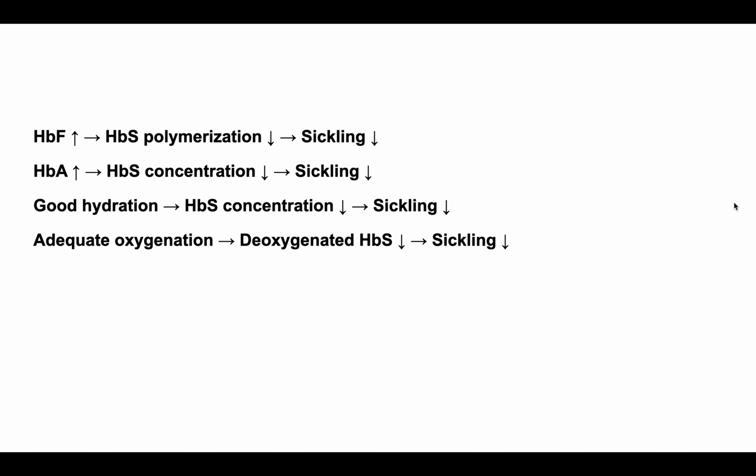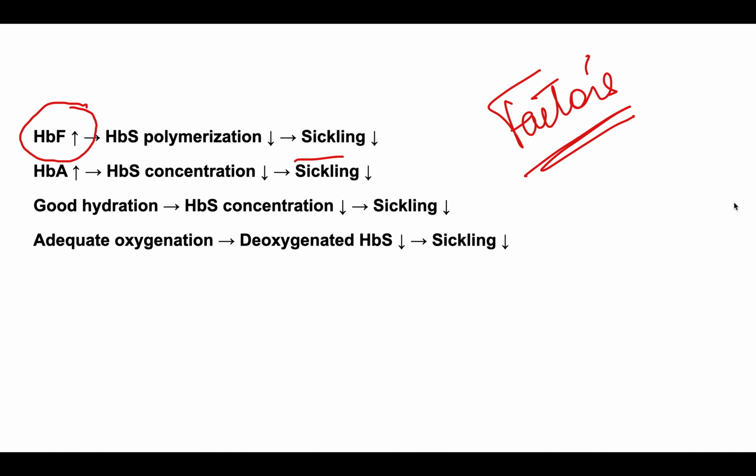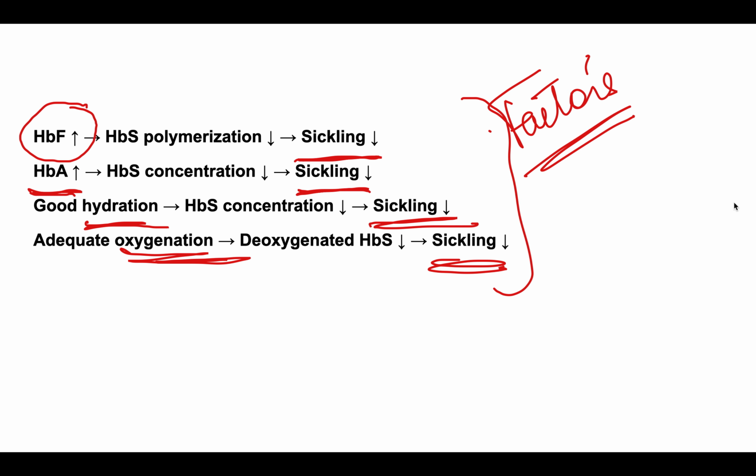So what are the factors? If you want to remember the factors behind the sickling: if HbF increases, sickling will decrease. If HbA is increased, it will again lead to decreased sickling. If the patient has good hydration, sickling will decrease. If the patient has good oxygenation, sickling will also decrease. So these are the ways to decrease the sickling in a patient.